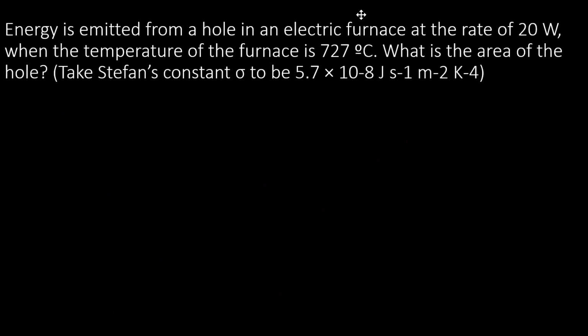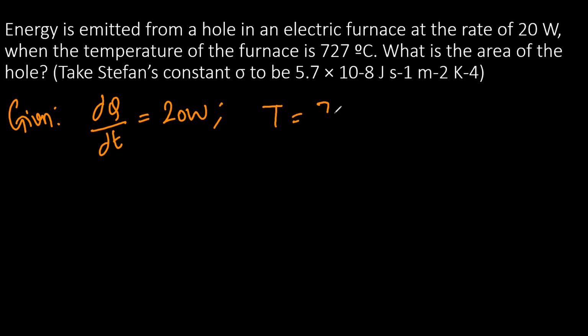Next is the energy emitted from a hole in an electrical furnace at a rate of 20 watt, when the temperature of the furnace is 727 degrees Celsius, and what is the area of the hole? The area is required. So first we write what is given. The rate is given, so it's dQ upon dt, that is 20 watt. The temperature is given, 727 degrees Celsius. If I add 273, the answer is 1000 Kelvin.